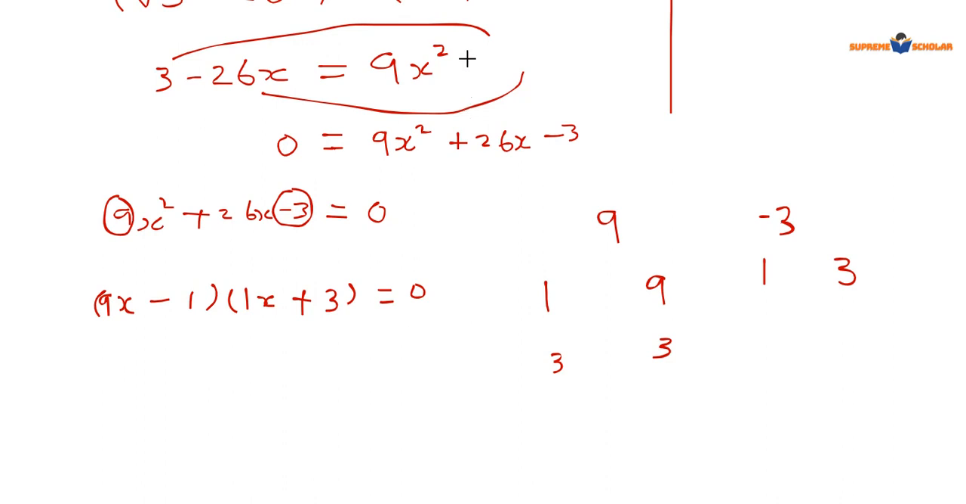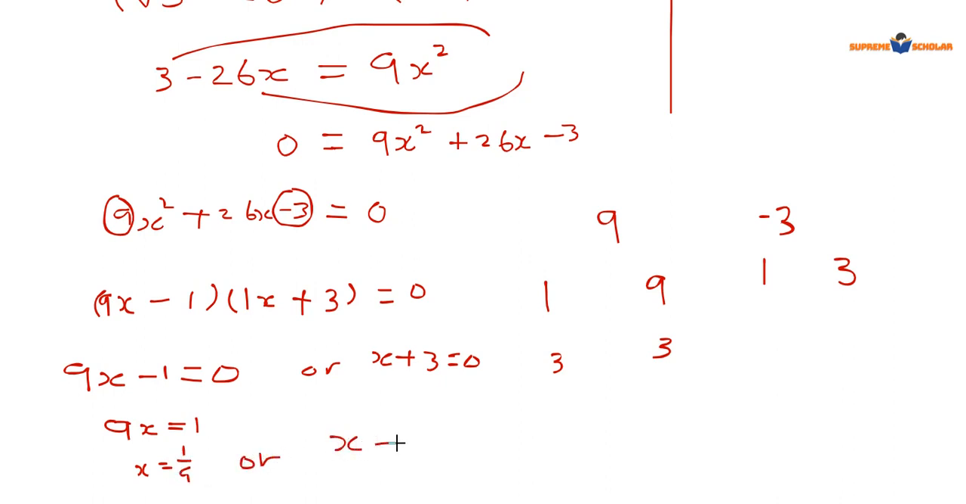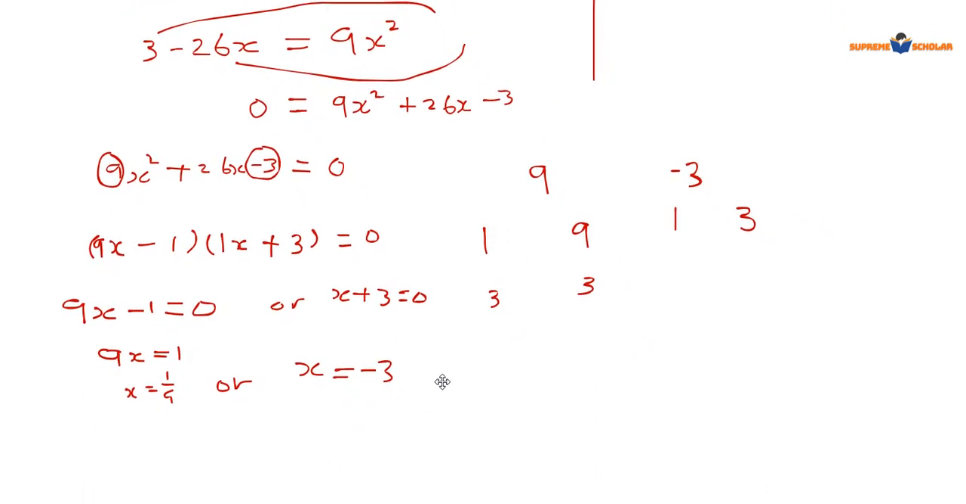Now we just follow the method that says that if two factors are multiplied by each other and their product is equal to 0, then either 9x minus 1 is equal to 0, or x plus 3 is equal to 0. Since that is true, we know that 9x must equal 1, which means x must equal 1 over 9, or x is equal to negative 3. And that's how we solve that one over there.